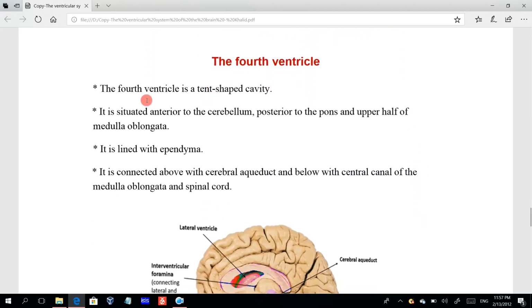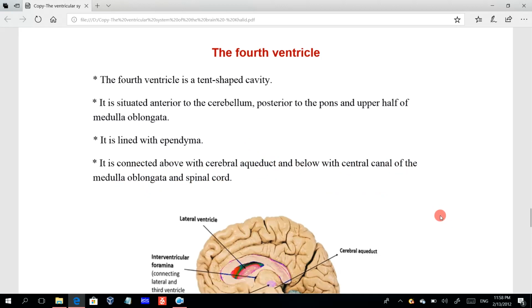The fourth ventricle is a tent-shaped cavity, يشبه الخيمة. It is situated anterior to the cerebellum and posterior to the pons and upper half of the medulla oblongata. It is lined with ependyma. All the ventricles are lined by ependyma. It is connected above with the cerebral aqueduct to the third ventricle, of course, and below with the central canal of the medulla oblongata and spinal cord, and it has the foramen of Magendie.